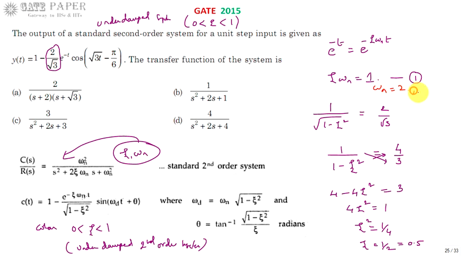So we know the values of omega n and zeta, and directly we can write the standard equation. The standard equation is omega n square, which is 4, over s square plus 2 zeta omega n s, that is 2 s, plus omega n square, 4. So this is going to be the right answer: omega n square by s square plus 2 zeta omega n s plus omega n square, that is 4 by s square plus 2s plus 4. So the right answer for this question is D. Thank you.